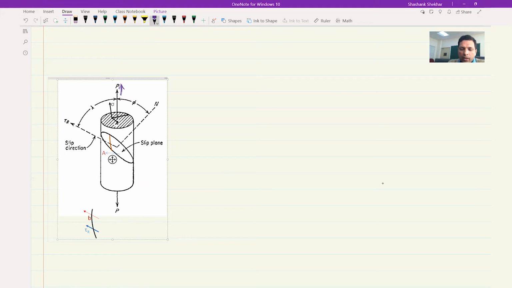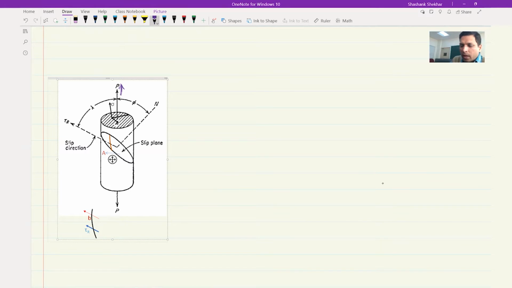Here we have given the load in terms of P, and we know the area A. Or you can have as well defined it in terms of sigma. So let's say we want to find out the stress. That way we will know the stress required for the dislocation motion, which in turn would mean the initiation of plastic deformation.